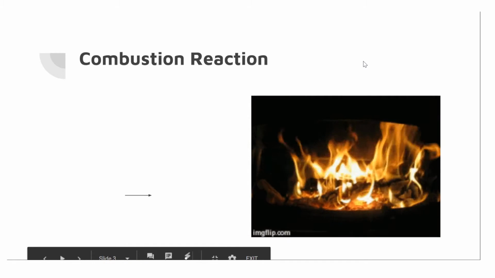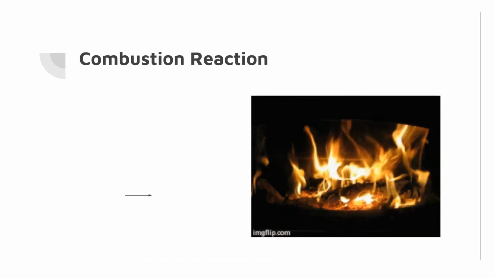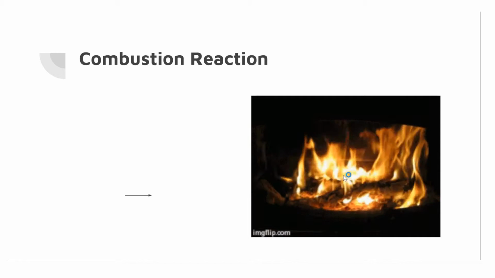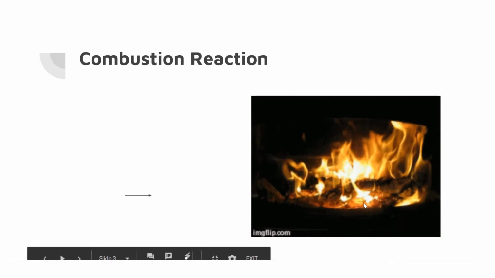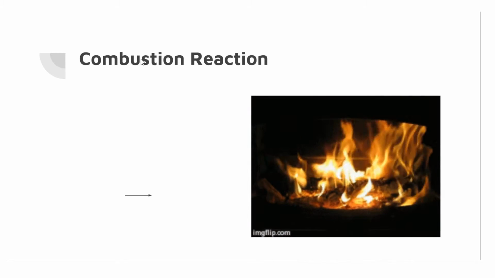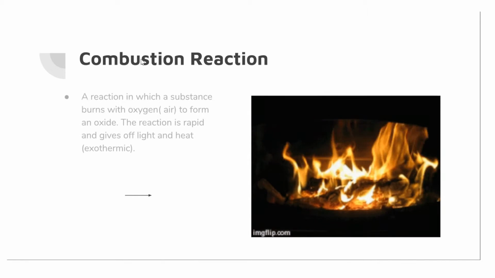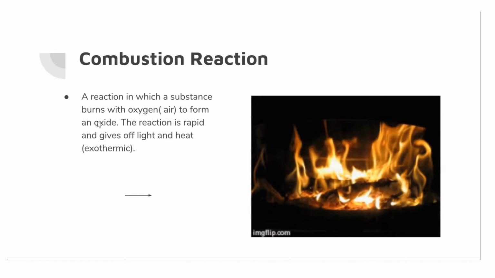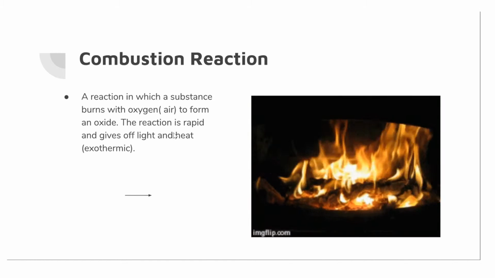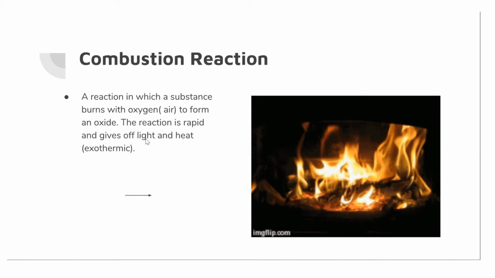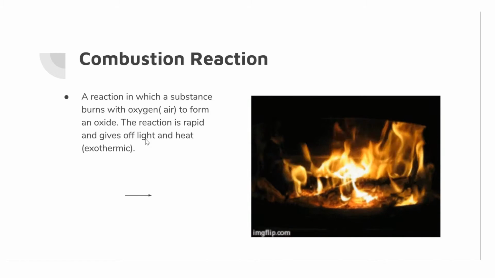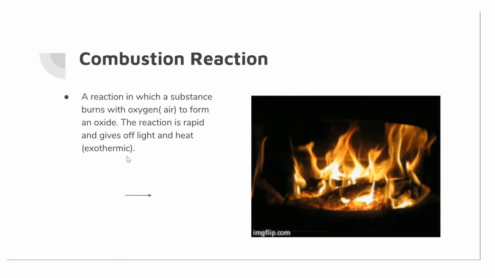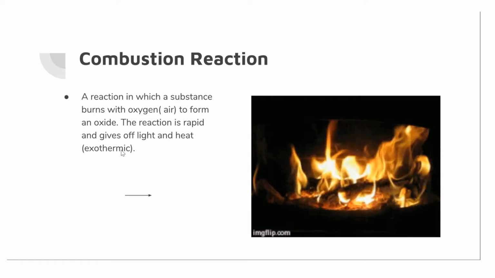The first type of reaction that we're going to learn about is the combustion reaction. As the image shows, wood is burning. Combustion means something that is burning. In this reaction, a substance burns with oxygen in the air to form an oxide. The reaction is rapid and it gives off light and heat. The reaction is also called exothermic. Exo meaning gives out, thermic meaning temperature. So it gives out heat.